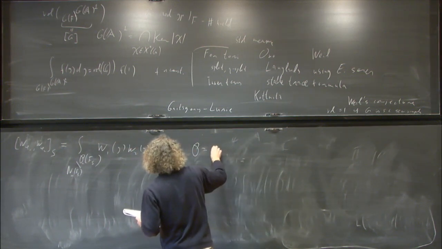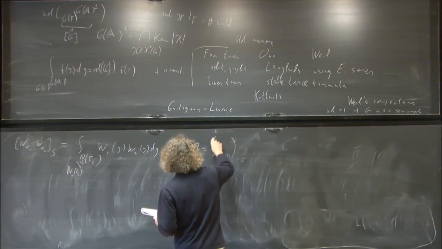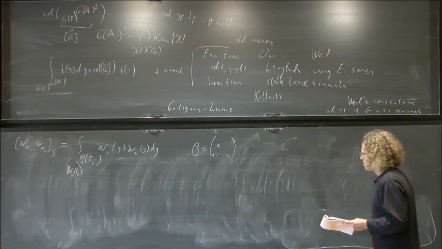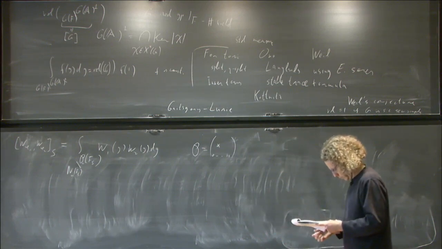So P is the group of everything which ends up at 1, the so-called mirabolic subgroup. And I take, of course, the right Haar measure. It's not unimodular.